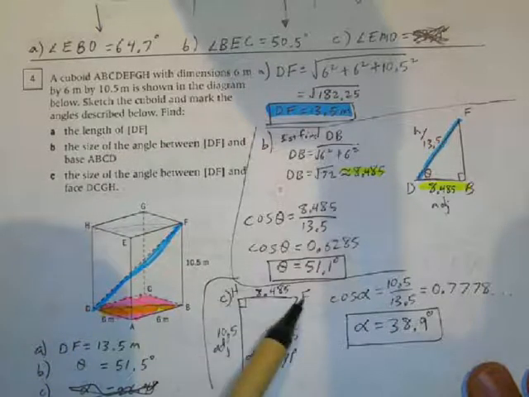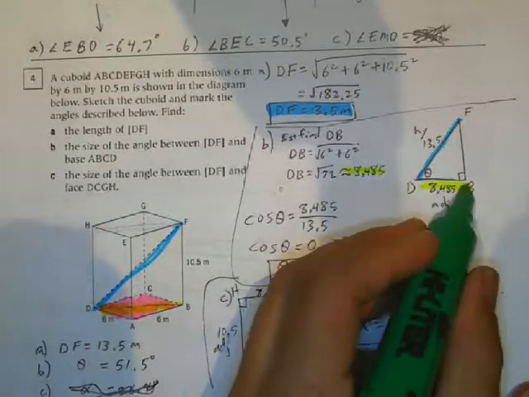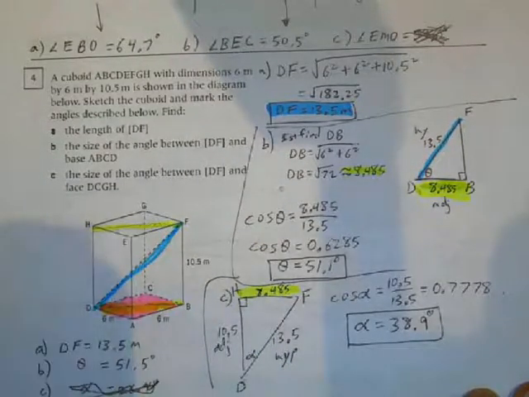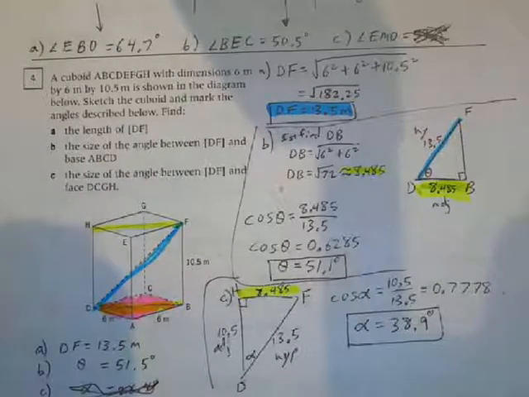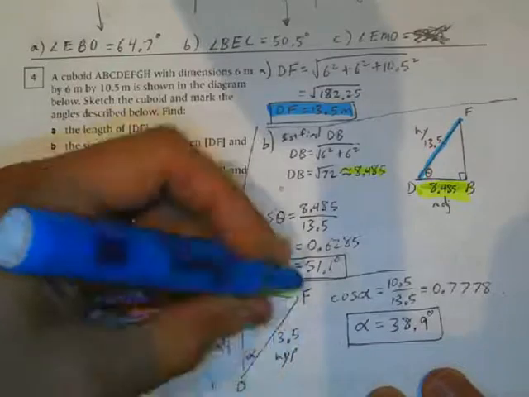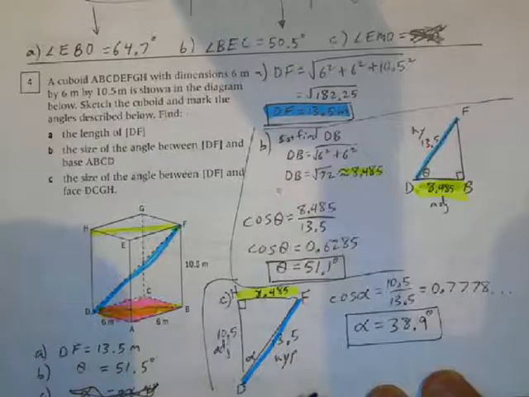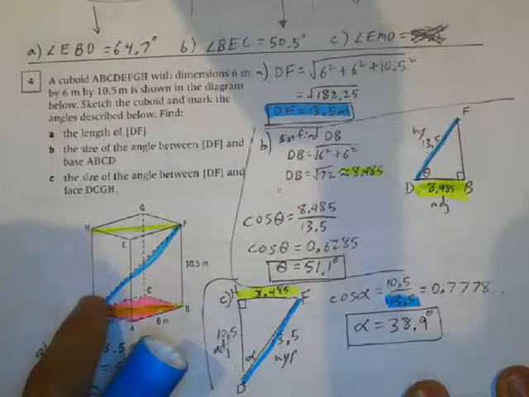Okay, we already know, we just found out that from D to B was 8.485, so from H to F is the same value, because it's just parallel above the box. Okay, we know the height of the box. No, we don't know the height of the box, but we do know that this value here is 13.5, and oh, we did know the height of the box. It's 10.5.